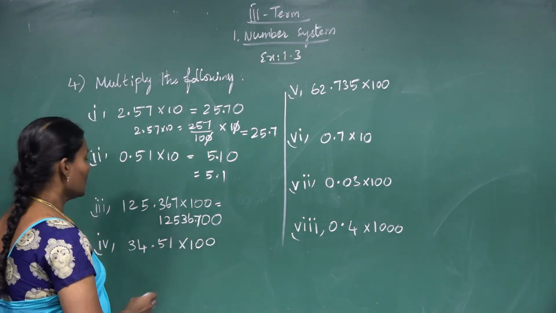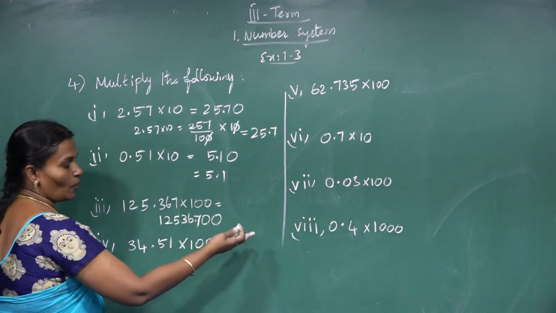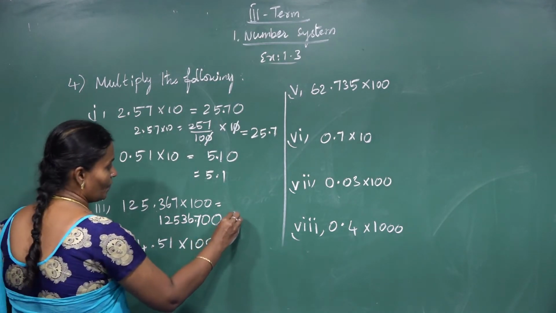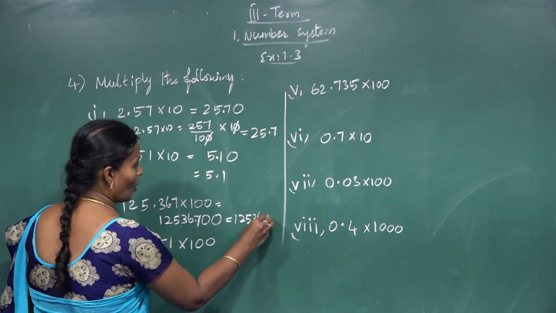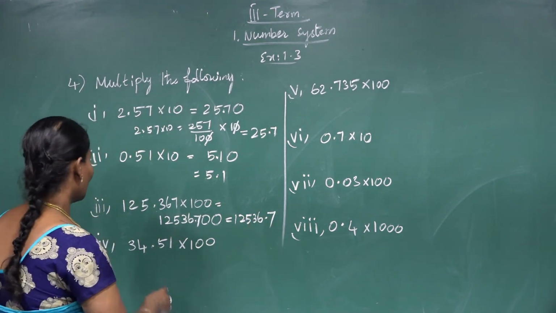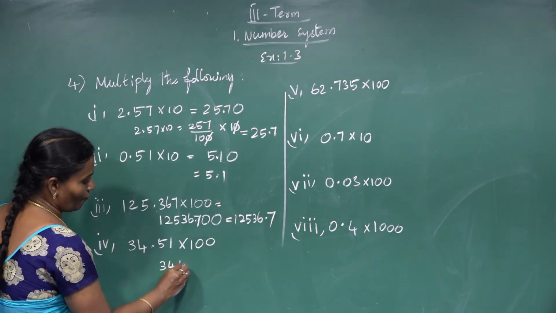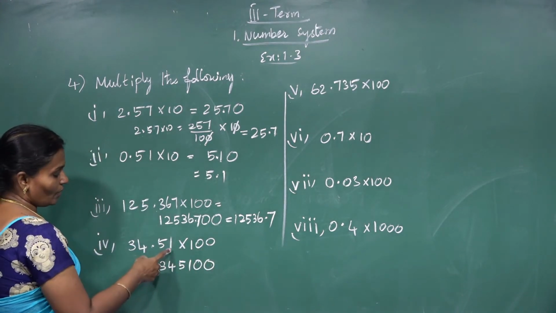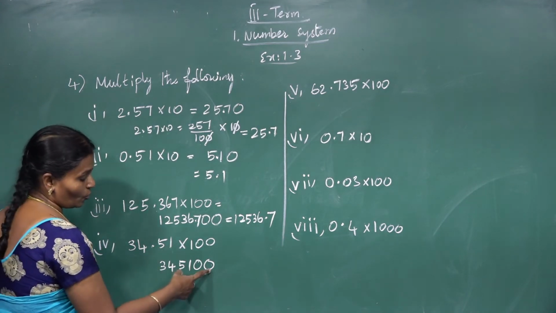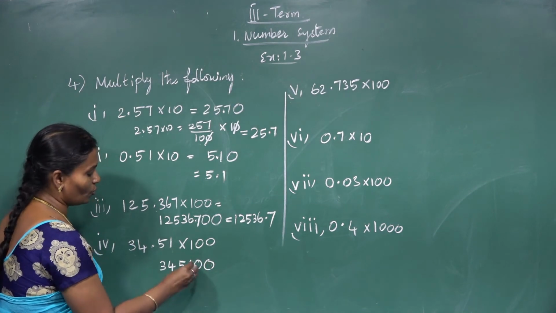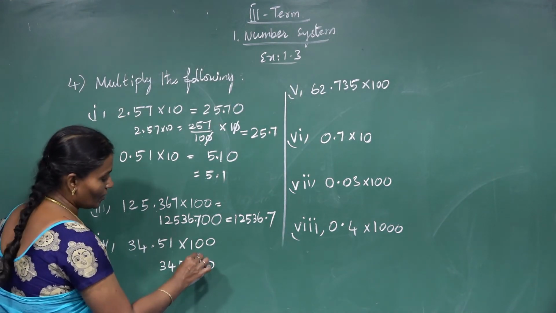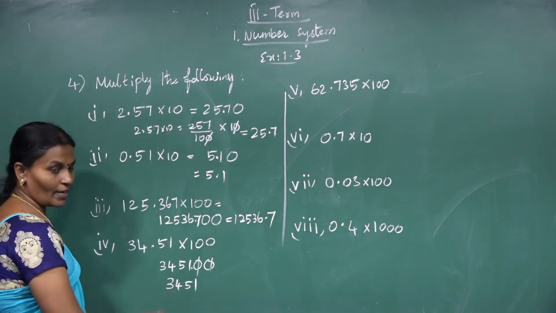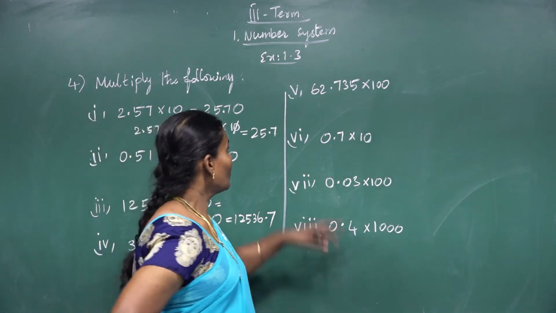Understood, children? Good. So no need to write these 2 zeros. After the decimal point, the zeros have no value. Okay. So you write 12536.7. Okay. Good. See here. So this is 3, 4, 5, 1, 2 zeros. Multiplied by 100, so you put 2 zeros. Okay. So here, how many decimal places? Only 2 decimal places. So put the decimal point after 2 digits. So here the point. Okay. So here is 0, 0. Cancel. So now what is the answer? 3451. Understand, children? Good.